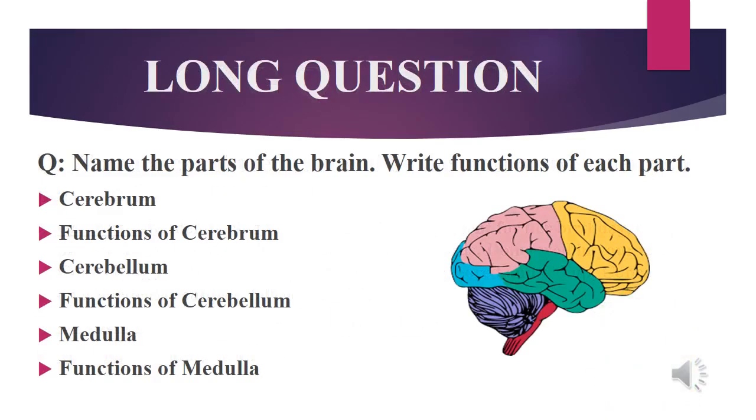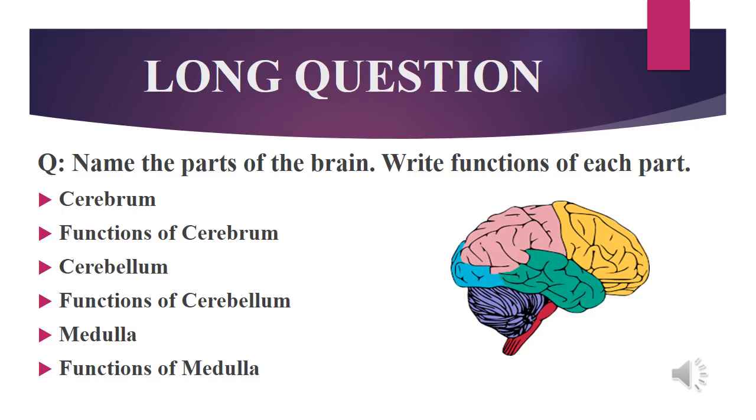Third and the last long question is, name the parts of the brain. Write the functions of each part. The answer is very simple. Refer to the textbook or the video I sent you about the brain and its parts. Write 2 sentences and list the functions of each part.